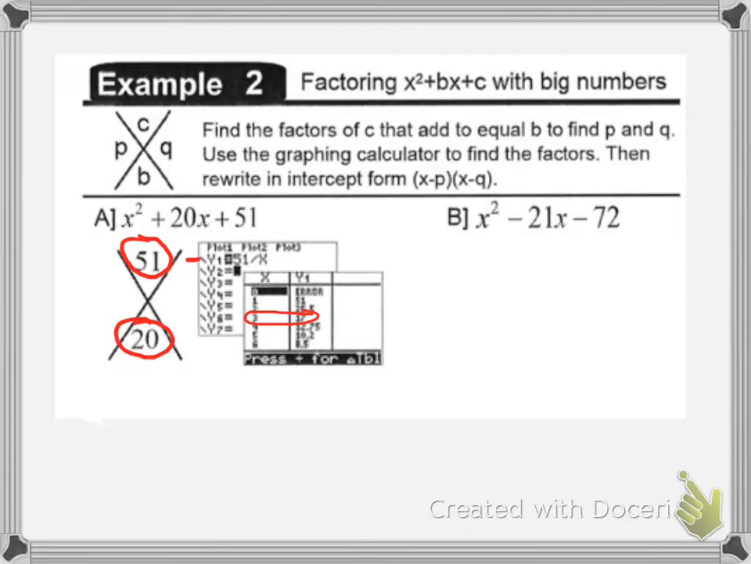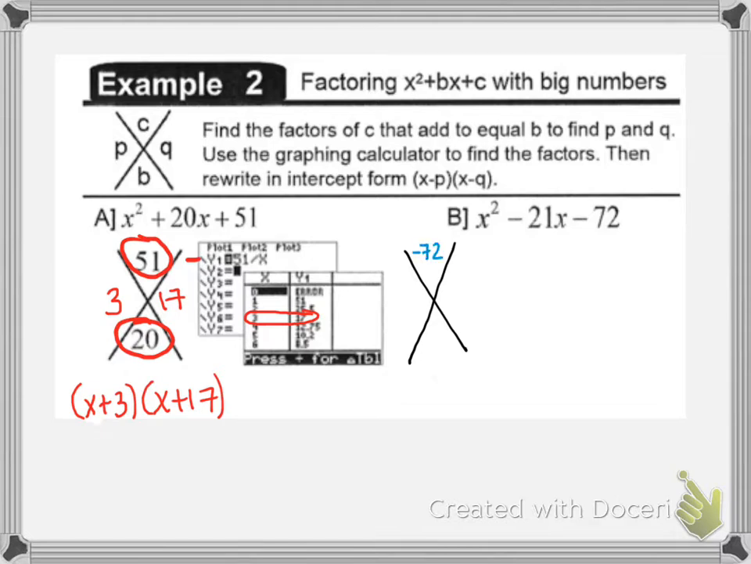So that means x squared plus 20x plus 51 factors to x plus 3 times x plus 17. Let's try it again with our second example. X squared minus 21x minus 72. Let's draw my x. My c term is negative 72. My b term is negative 21.